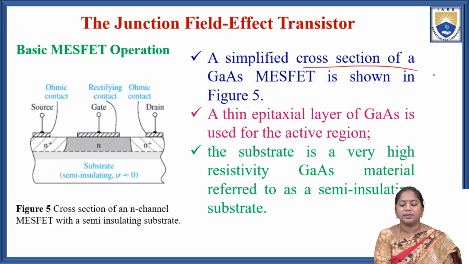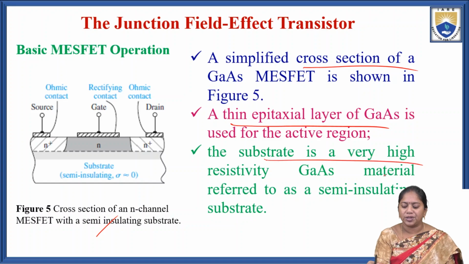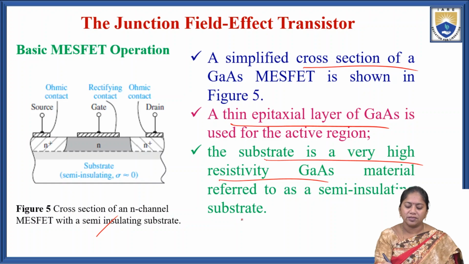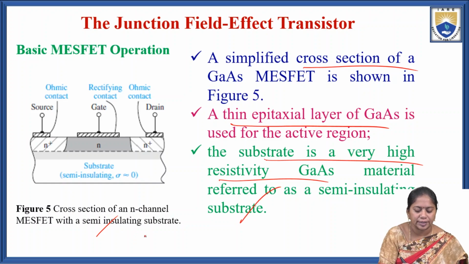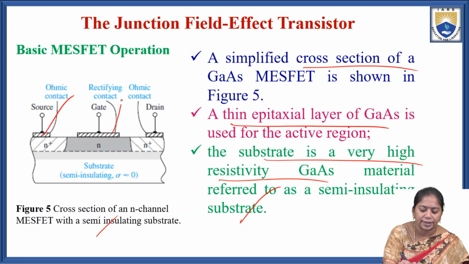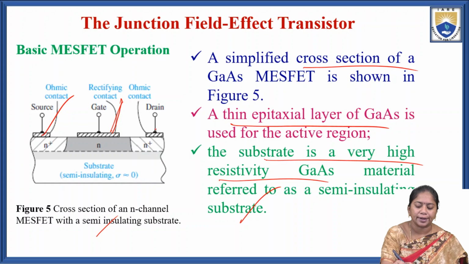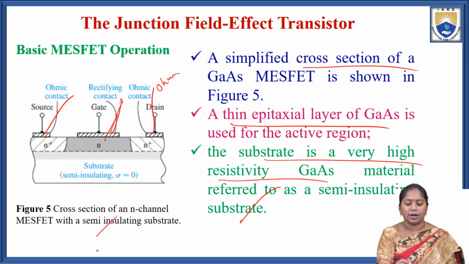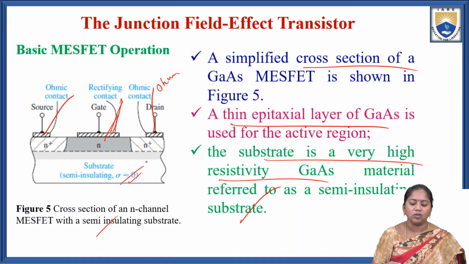A simplified cross section of the gallium arsenide MESFET is shown in figure 5. A thin epitaxial layer of gallium arsenide is used for the active region. The substrate is a very high resistivity gallium arsenide material referred to as the semi-insulating substrate. This is the cross section of the N-channel MESFET with semi-insulating substrate. This is the ohmic contact, the middle one is the rectifying contact, and again this one is the ohmic contact. Here the source and the drain both are ohmic contacts and the gate is the rectifying contact. This is the semi-insulating substrate.